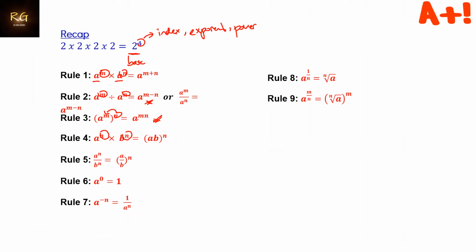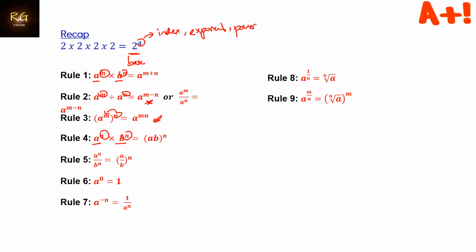Rule 4 is slightly different from rules 1 and 2, where in this situation the power is similar, n and n, but the base is different. So what we can do is factorize the power out, and then multiply a and b together. In this situation, a and b will be multiplied together, and then we put a bracket, and it will become to the power of n, because the power is similar to each other.